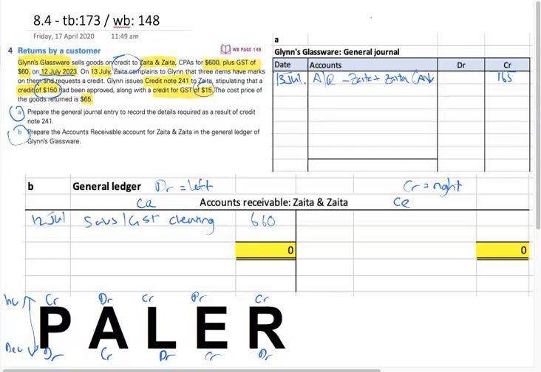Our asset has gone down, and we know that an asset going down is a credit. What has also happened here? We have to reverse our sale. We no longer get to record our sales, or part of it. Now, normally that doesn't mean that we just debit sales, because sales was our revenue number.